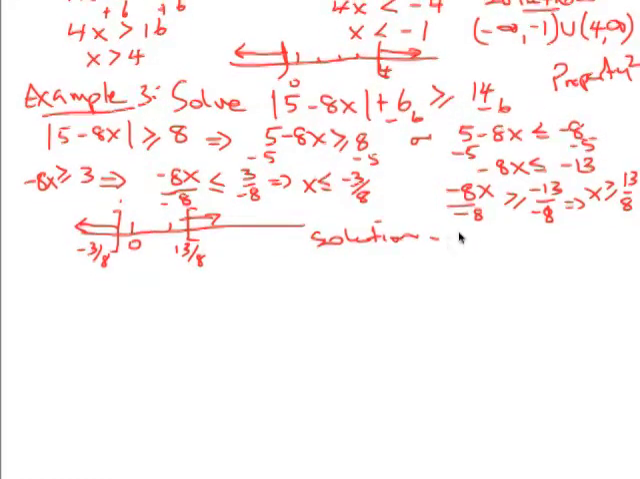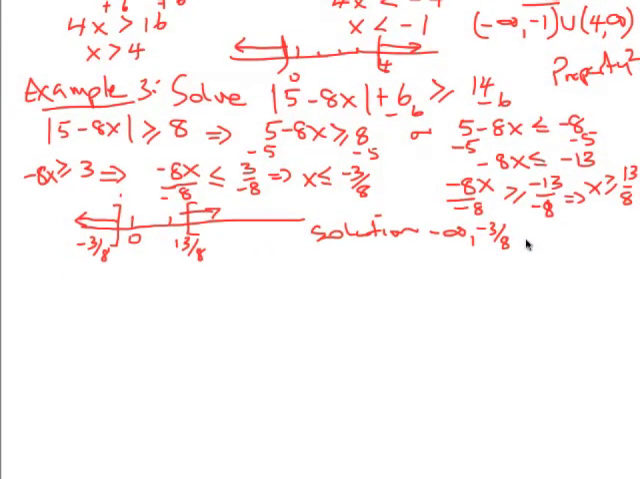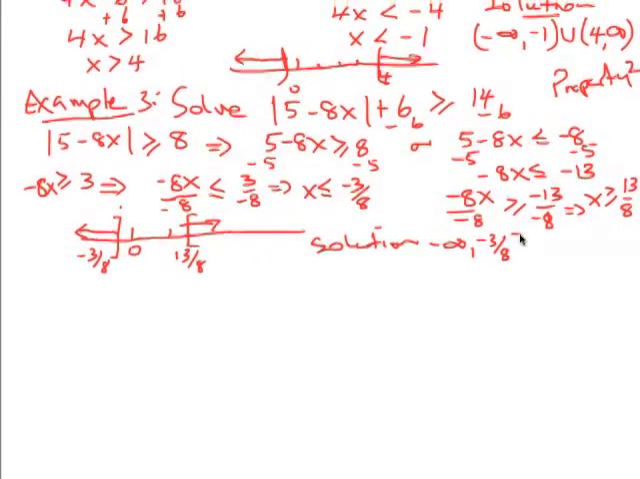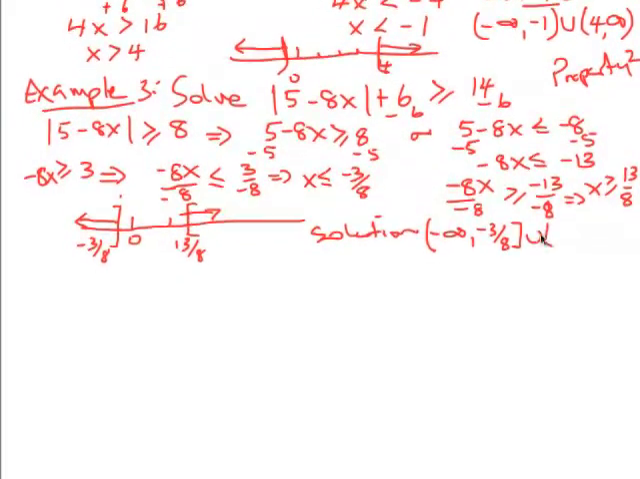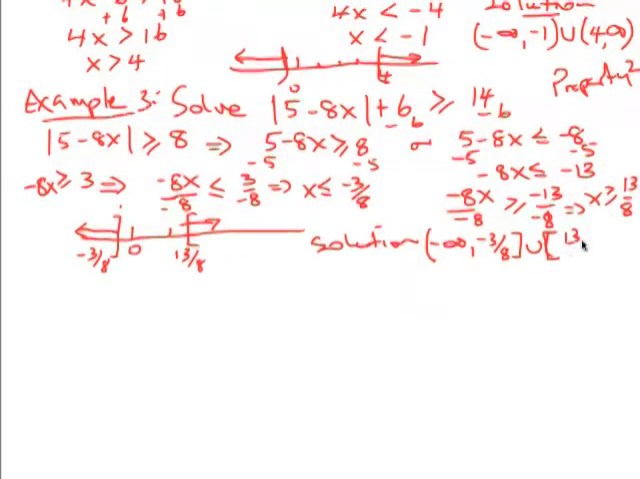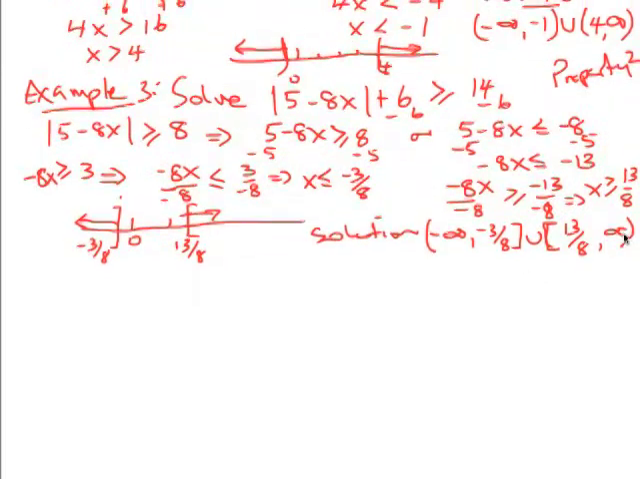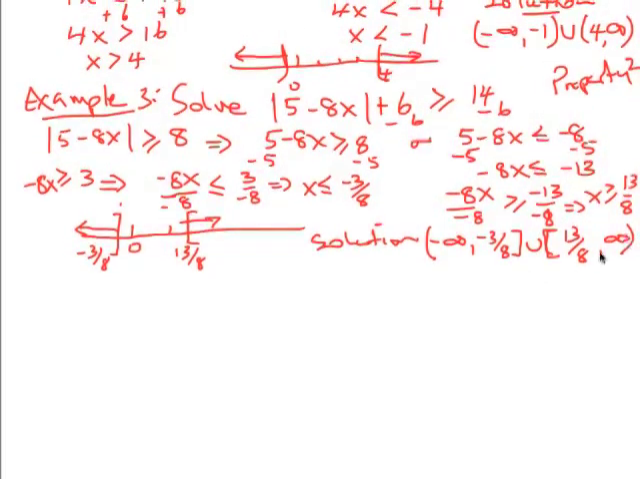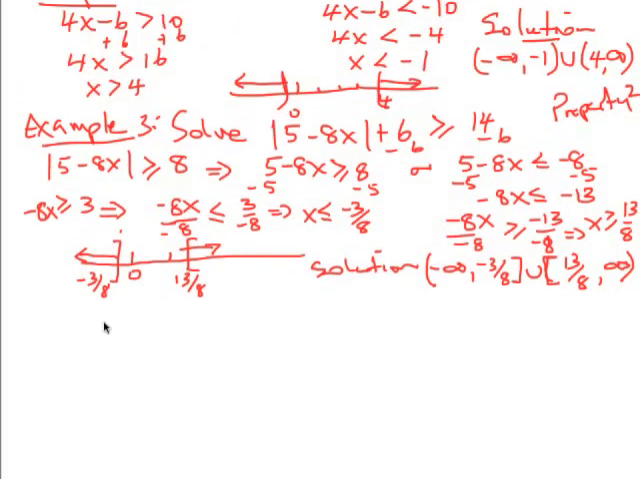So our solution then is going to be negative infinity to negative 3/8. And that's going to include negative 3/8, so square brackets. Union with, and this time we're going to include also 13 on 8 to infinity would be our result. Okay. Alright, so that's how we do that type.